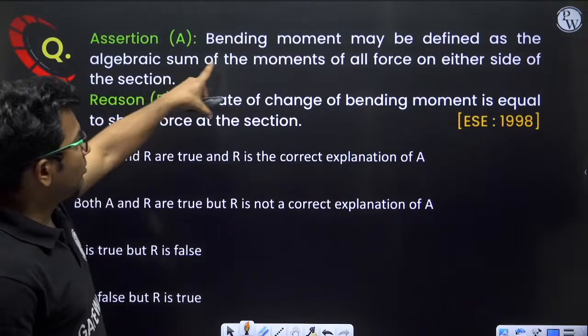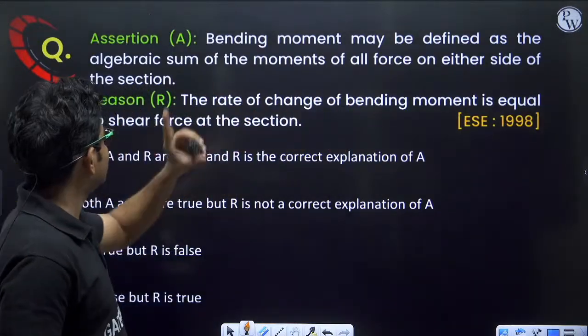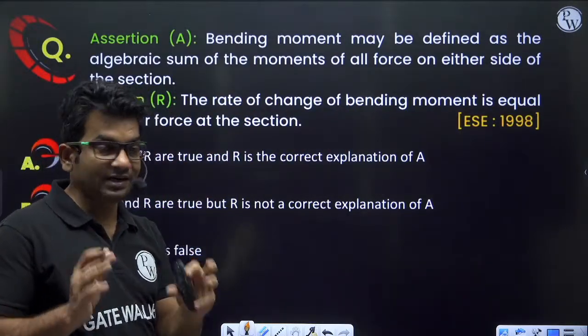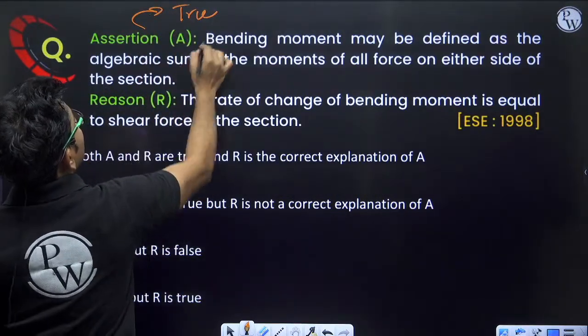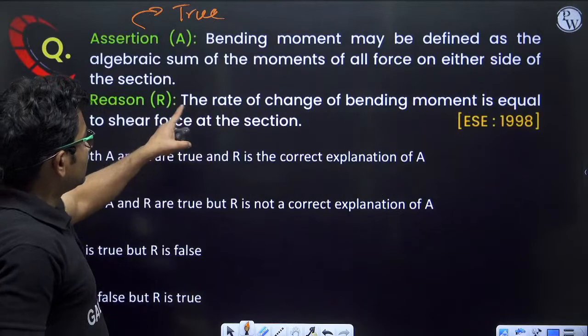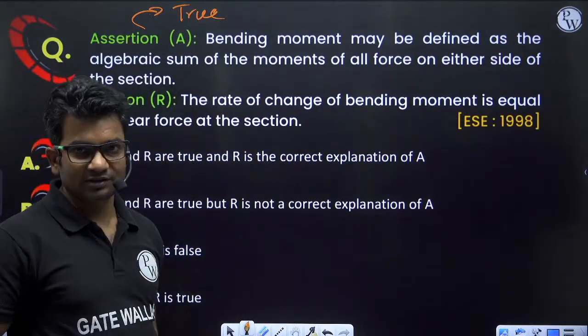Next, bending moment may be defined as the algebraic sum of the moments of all the forces on either side of the section. This is the basic definition of bending moment. Correct? True. Okay. Next, reason: the rate of change of bending moment is equal to the shear force at the section. This is also true.